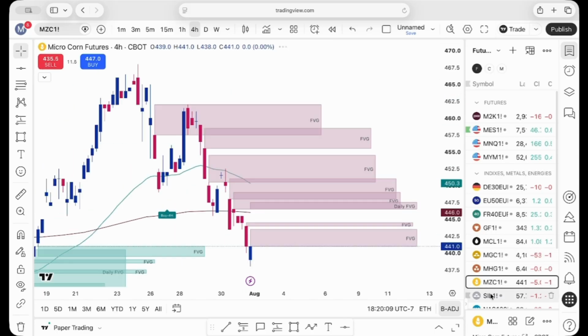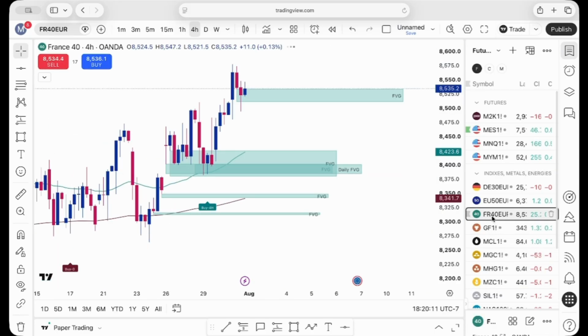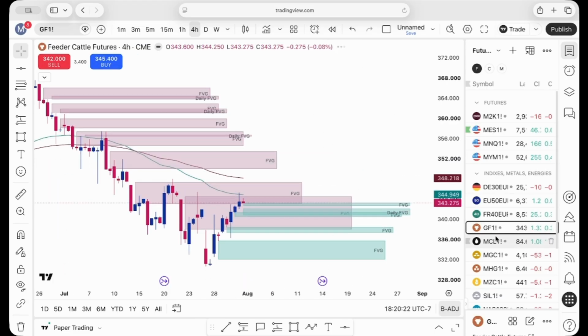Did I miss one up here? No, but look how nice that one was, you guys. We have this nice rejection. Here's a daily fair value gap, the 4-hour fair value gap, our alert signal. Look at that. That hit.